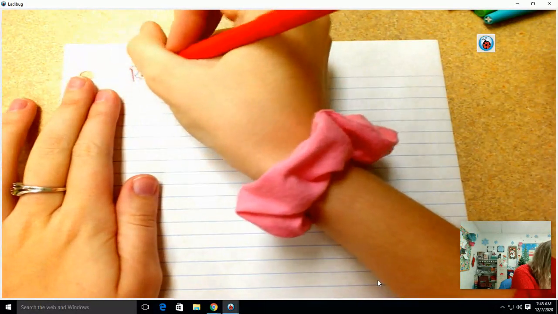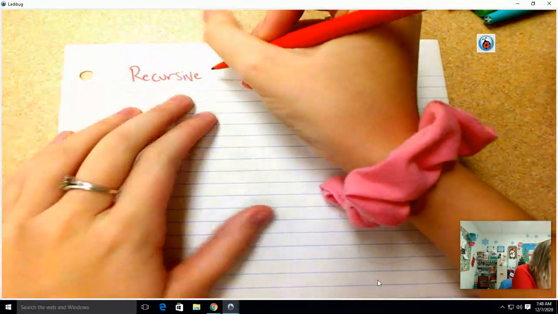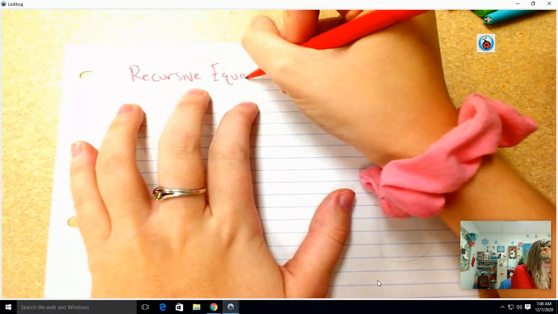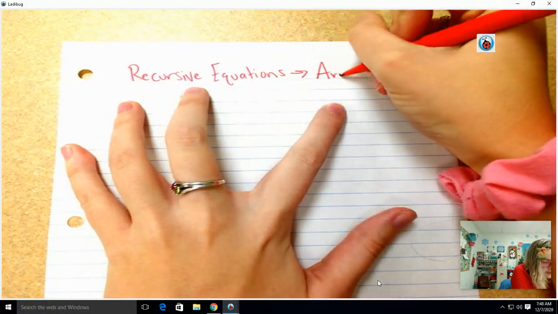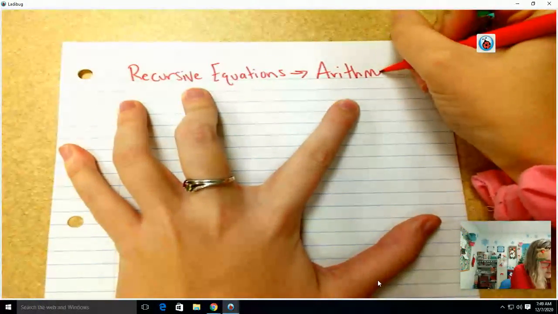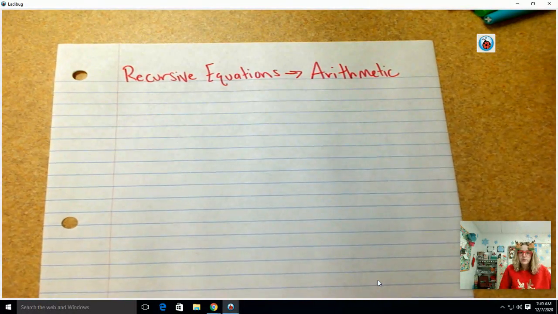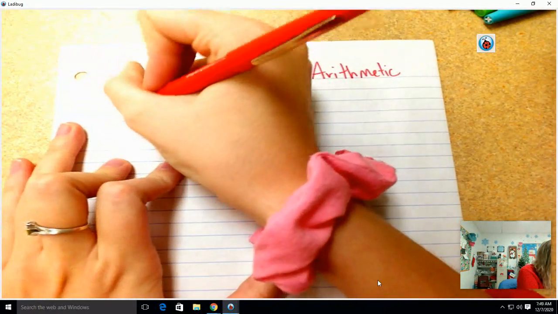So today we're going to move on to the second half of that learning target we started on Monday. So we're going to start with recursive formulas, or recursive equations is what we'll call it. We're doing arithmetic. So we'll do the same thing when we get to our other type of sequence later in the week. So a recursive formula, let's start with a definition.